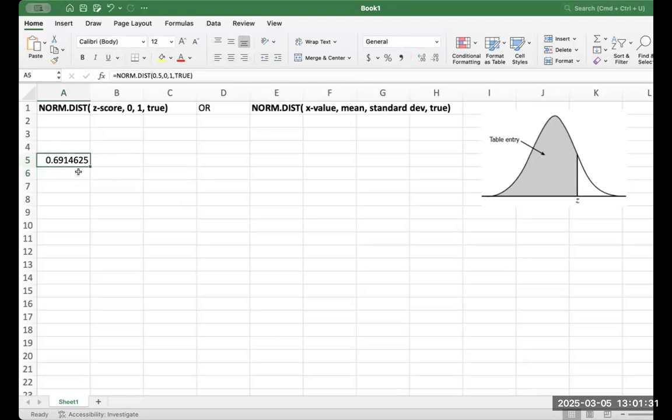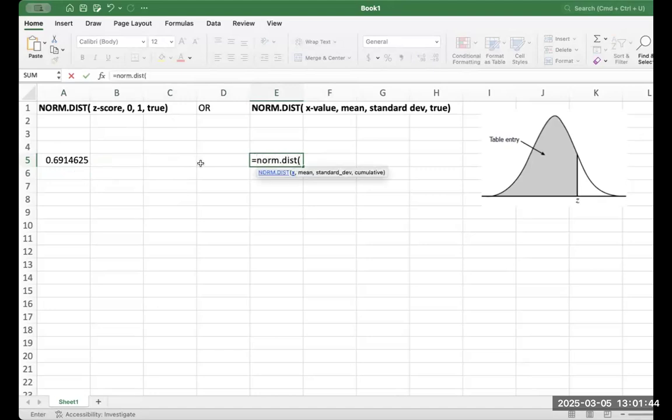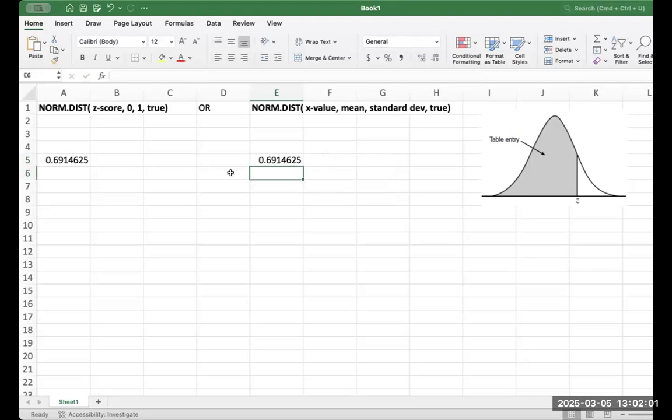Now, I also want to mention that instead of using z-scores, you could also just use her SAT score. Another way to do this is to type equals norm.dist. Remember that her original SAT score was a 1250. Comma, what was the mean for the SAT? It was 1150. Comma, the standard deviation was 200. And we're going to put true, and we get the same thing.